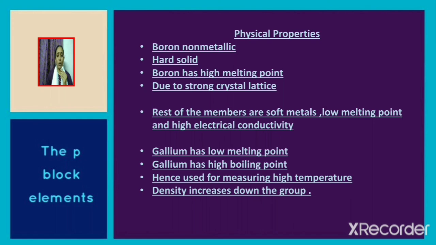Gallium has low melting point. It has high boiling point. Since gallium has high boiling point, it is used for measuring high temperatures. Density increases down the group. So these are the physical properties of group 13 elements.